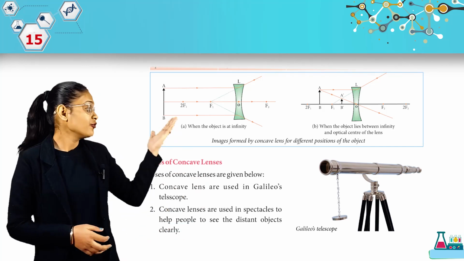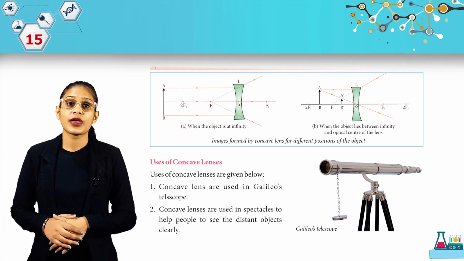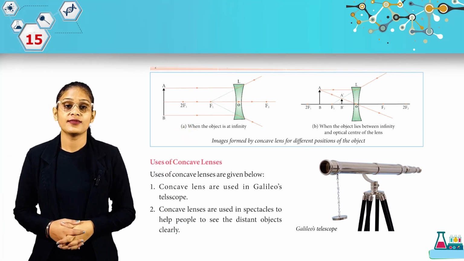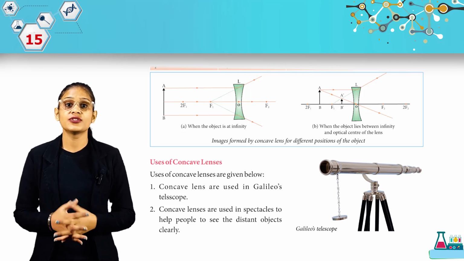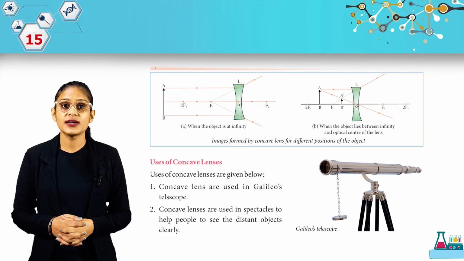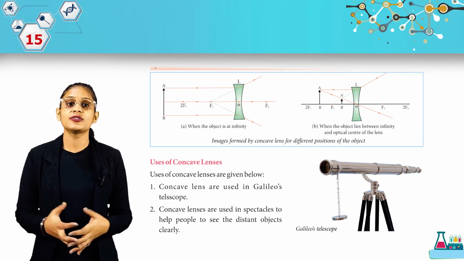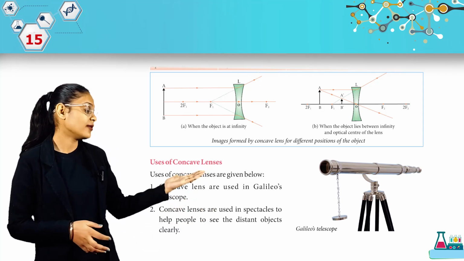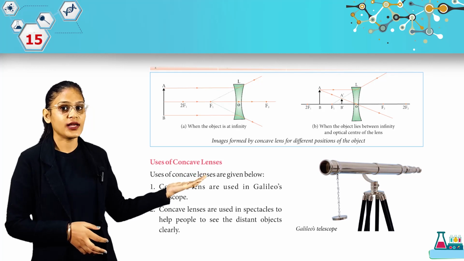Here we have uses of concave lenses. Uses of concave lenses are given below. Concave lenses are used in Galileo's telescope. Concave lenses are used in spectacles to help people to see the distant objects clearly. Here we have the pictures of Galileo telescope.